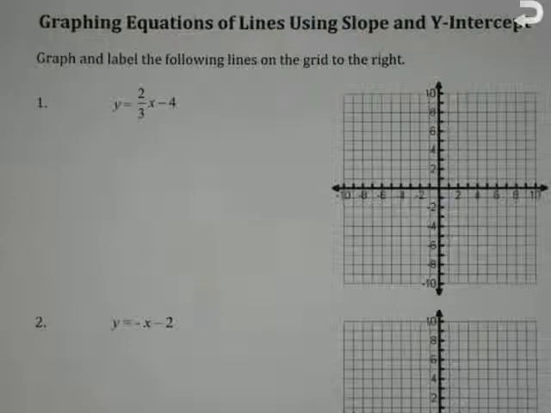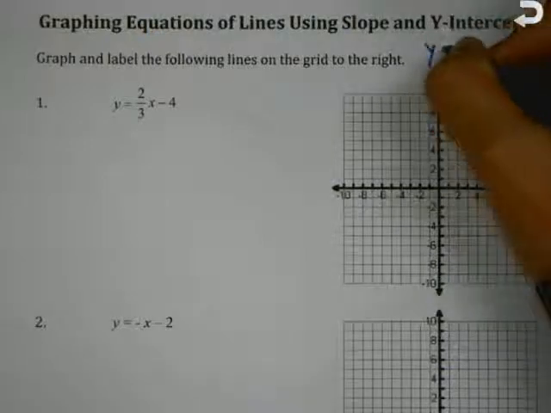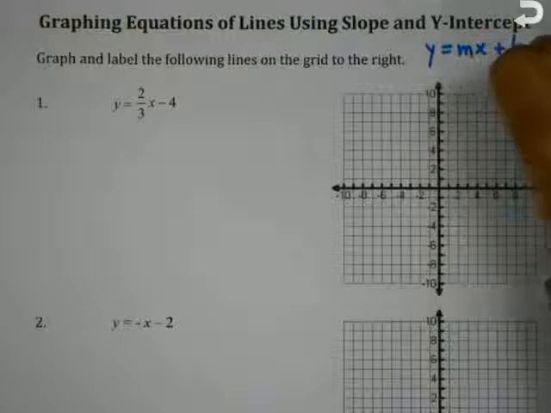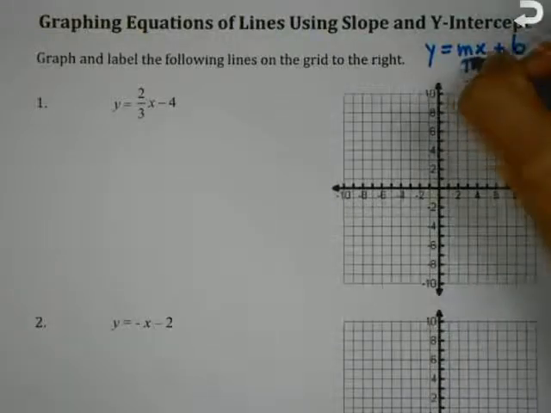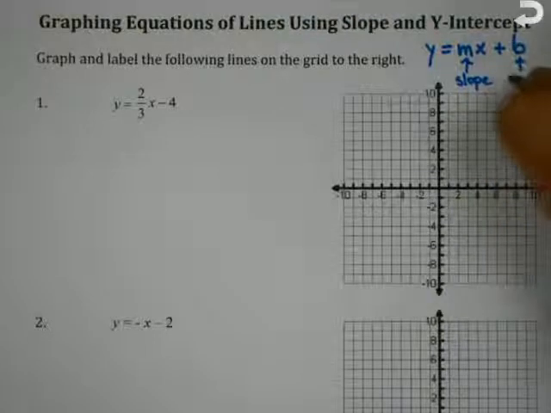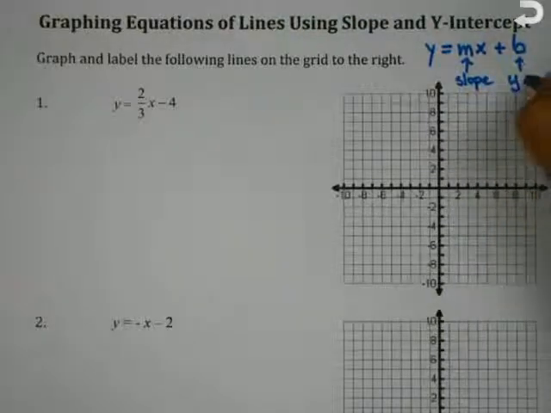Hello, today we're going to learn how to graph equations of a line using slope and y-intercept. To do that, we have to make sure that our equation is in slope y-intercept form. Recall, it is of this form, y equals mx plus b, where m represents the slope and b is the value of your y-intercept.